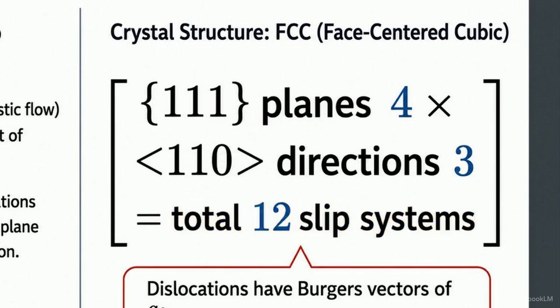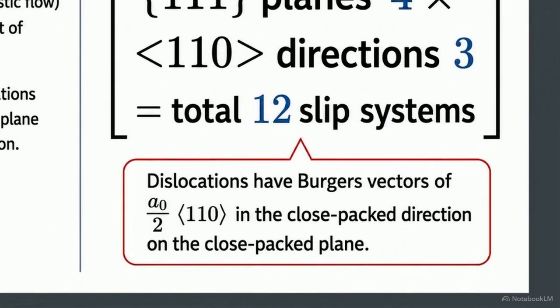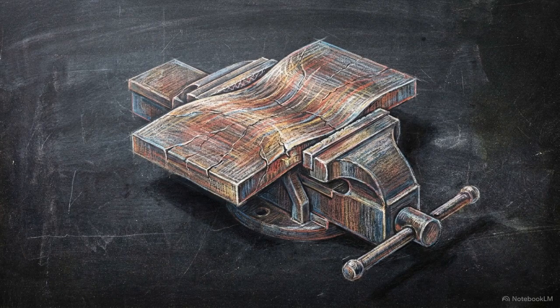To initiate this glide, the dislocation must have a perfect Burger's vector, with a magnitude and direction indicated in the red box. While these 12 systems provide FCC metals with high baseline ductility, this count alone does not explain how these metals actually work harden under stress.